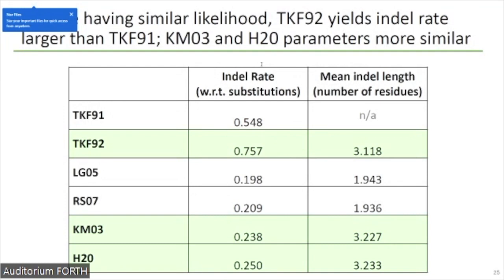Even though the TKF92 model has a similar likelihood to these other more principled approaches, it vastly overestimates the indel rate. You can see that the indel rate for TKF92 is much higher than TKF91, which we have already established overinflates indel rates already.